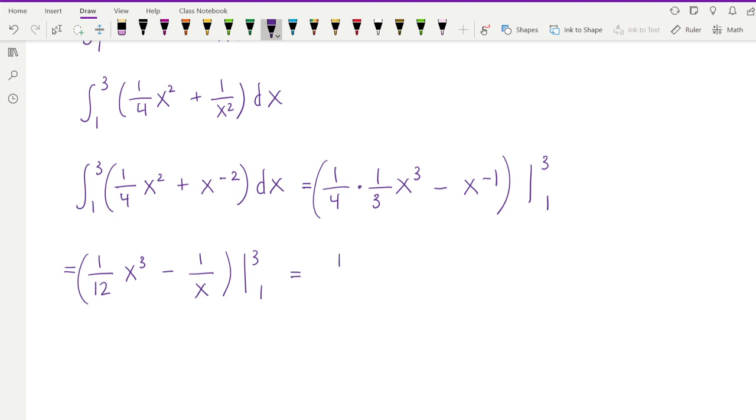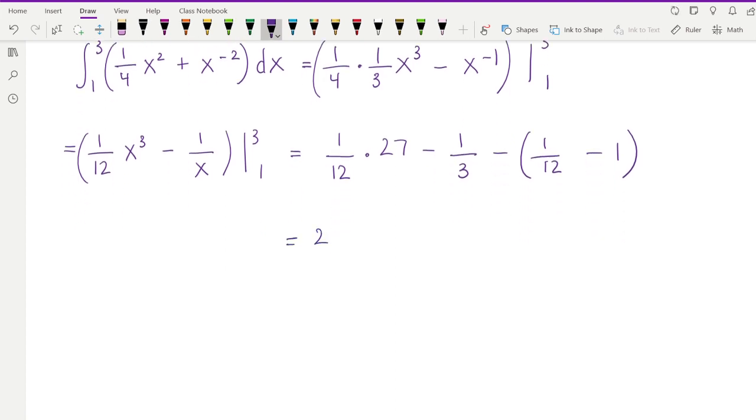So this is going to be 1/12 times, so 3 cubed is 27. And then we have minus 1 over 3. And then from that, we're subtracting just 1/12 and then minus 1.